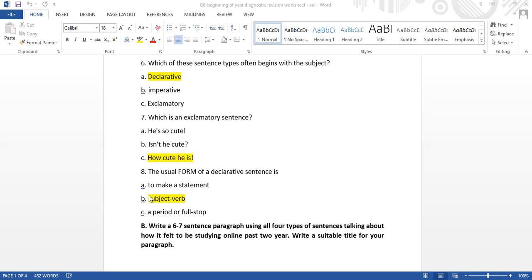Why is it not also parts A and C? It's true that a declarative sentence makes a statement and ends with a period. However, in this question, they are asking about the form of the sentence. So the sentence starts with the subject and then comes the verb. That's why the form is subject verb. All right. So this is the worksheet, or the parts that we solved, and these are the solutions.